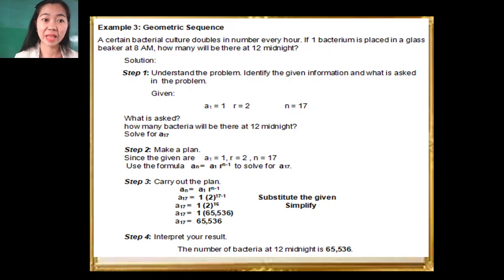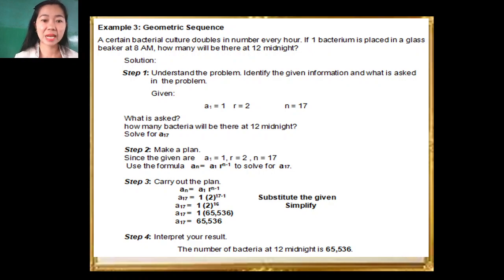Kung ililista mo 8 a.m., 9 a.m., 10 a.m., 11 a.m. up to 12 midnight. And then yung mga terms mo doon ay yung mga number of bacteria for each hour. So you have 17 terms, number of bacteria from 8 a.m. to 12 midnight. Kaya dun sa step 1 natin, identifying the given information and what is asked.